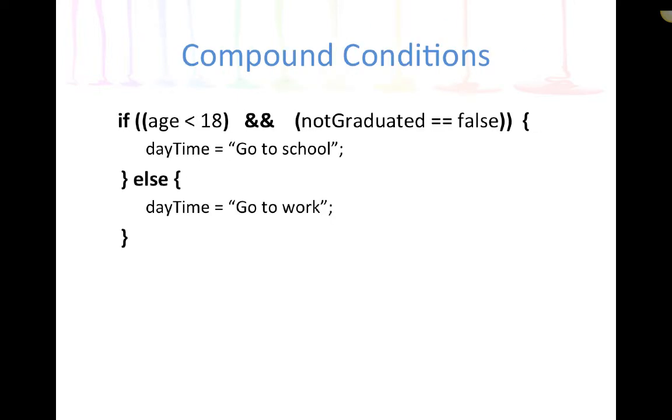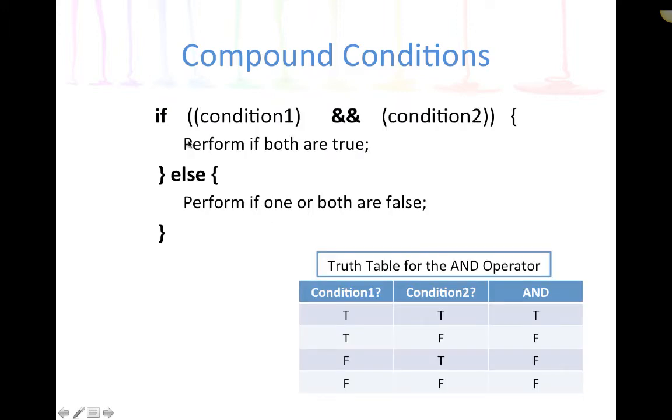Of course, we can use compound conditions in our if statements as well. And in this case, it will evaluate both of the conditions and then decide whether it's true or false depending on the operator that we provide. So if age is less than 18 or notGraduated is equal to false, then we're going to say during the daytime they go to school, otherwise they go to work. So this particular one uses an AND operator. So it will evaluate condition 1 and condition 2, and if both condition 1 is true and condition 2 is true, this whole statement will evaluate to true. Otherwise, it will evaluate to false.